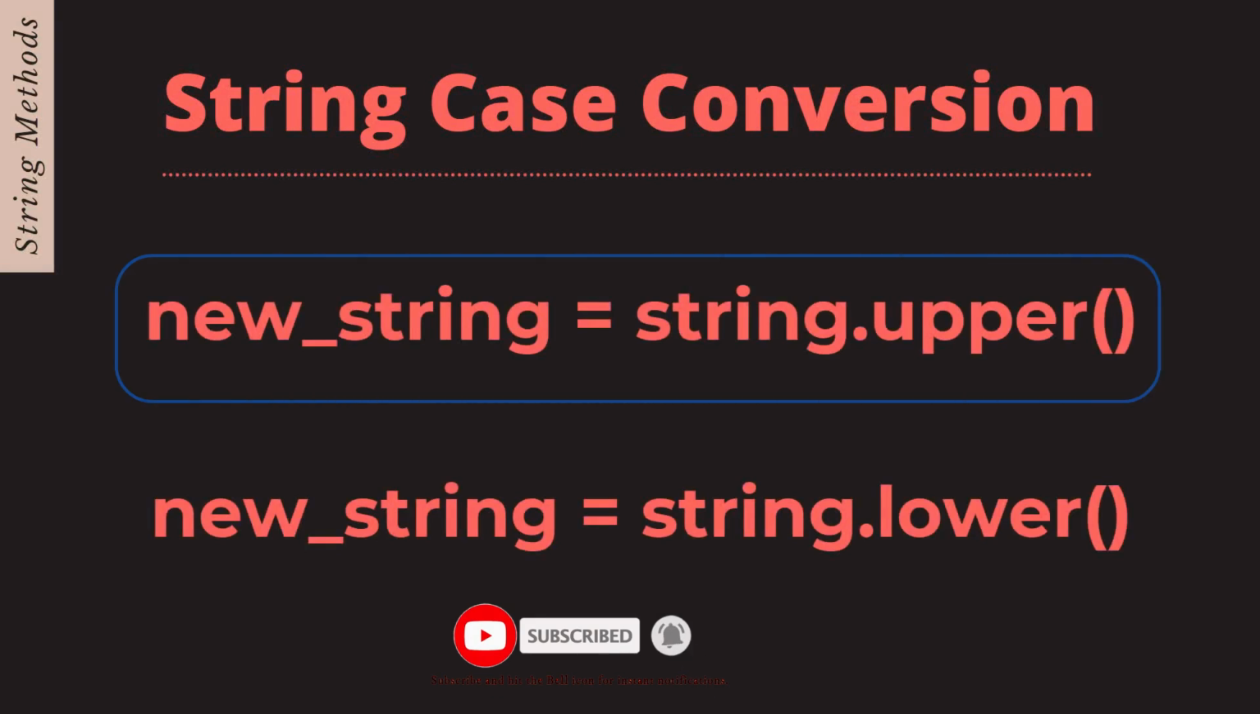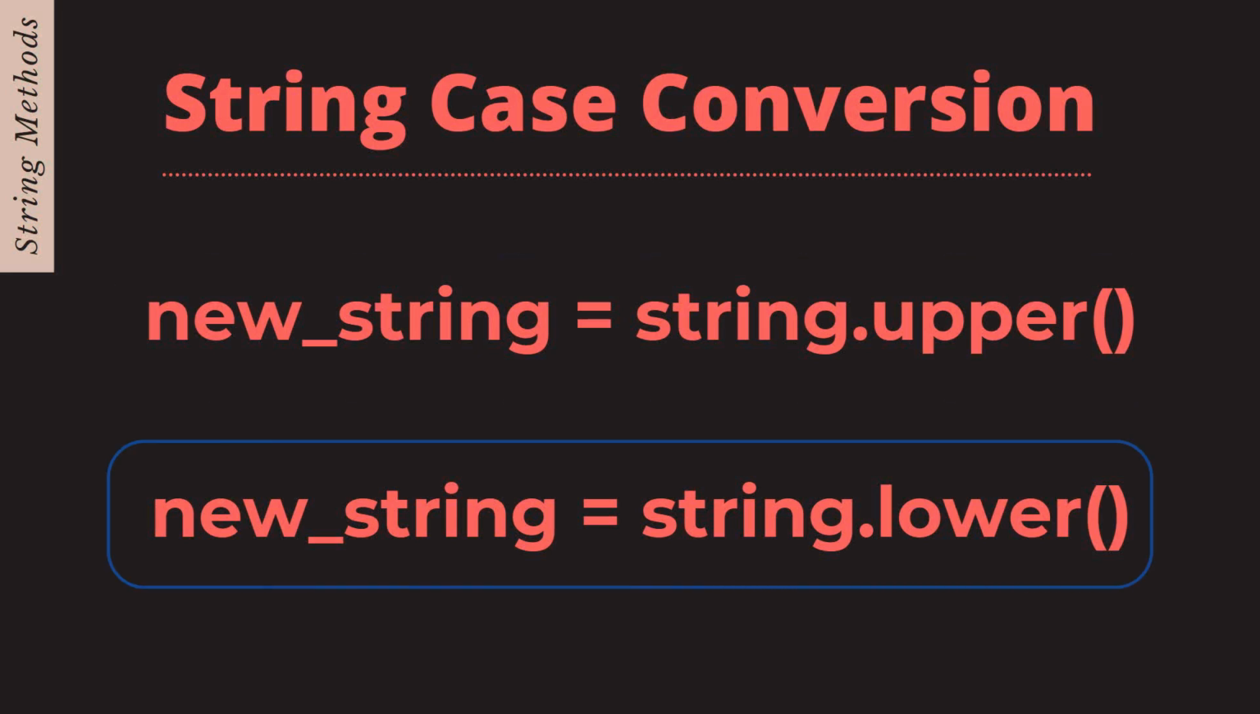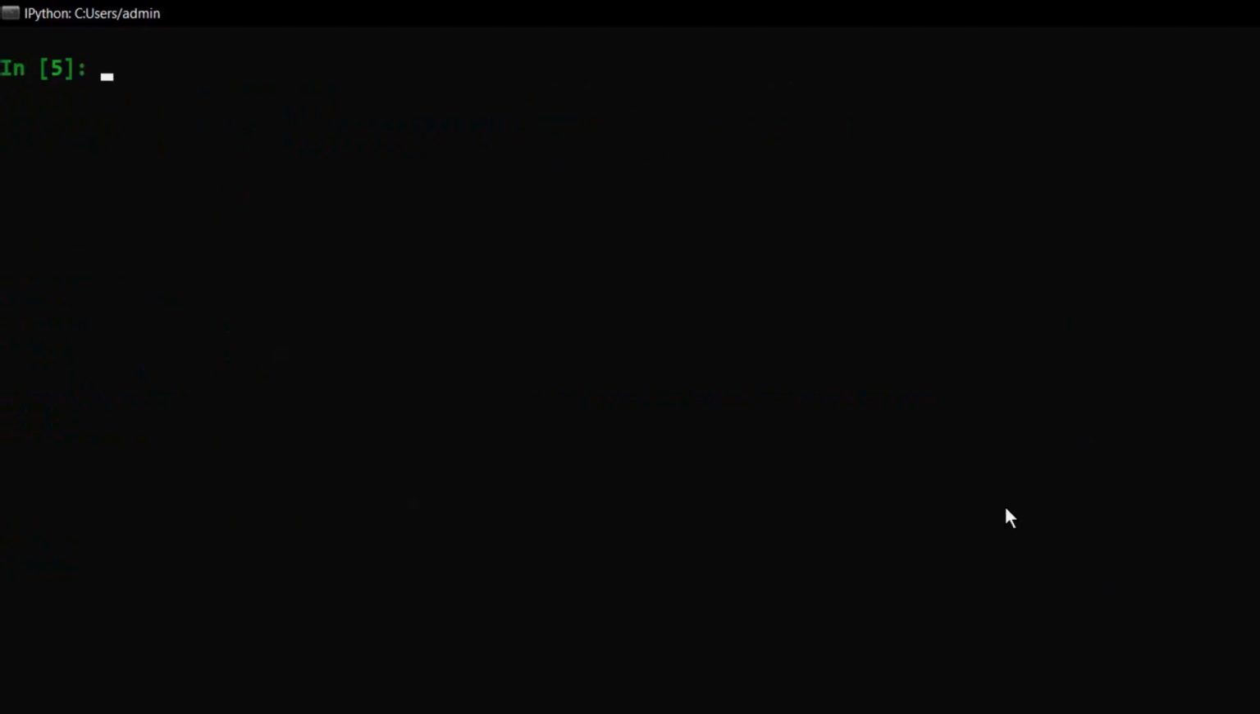We have an upper method which takes a string and returns a new string with all uppercase letters. And also we have a lower method which takes a string and returns a new string with all lowercase letters. Here I am taking a string variable st1 and assigning I love my country as a string literal to it. This string literal has both uppercase letters and lowercase letters in it.